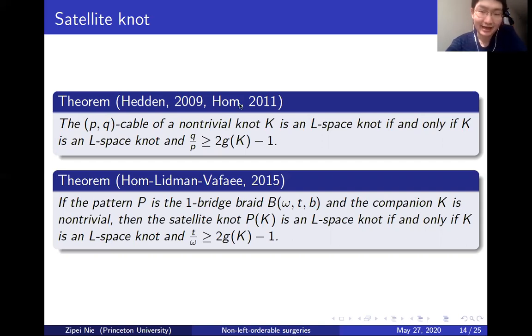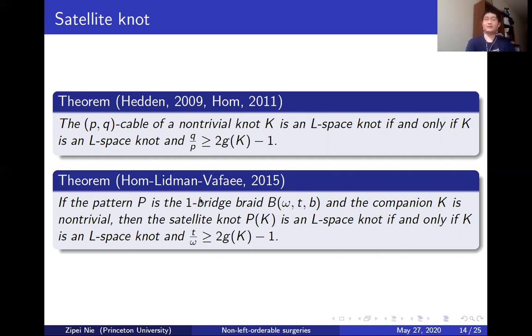in 2009 and 2011, they proved that the cable knot is an L-space knot if and only if the companion knot is an L-space knot and the slope is greater than or equal to 2g minus 1. And in 2015, the results were generalized to the case where the pattern knot is a one-bridge braid instead of torus knots.